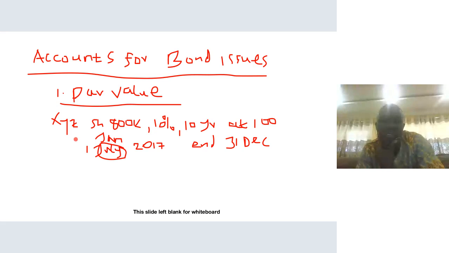So we are told that XYZ company issued 800,000 shillings, 10%, 10-year bond at 100. And I've explained that if they are issuing this at 100, then it means the face value is 100%. And this was dated 1st January 2017. We are also told that the interest is paid semi-annually on January 1st and July 1st, and the accounting period for the company ends on 31st December. This is the whole information. So we are told to prepare the books of the issuing company.